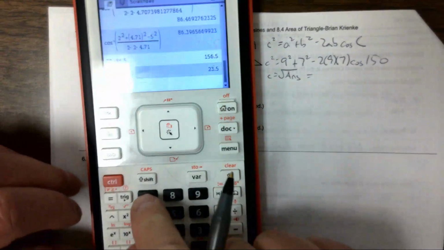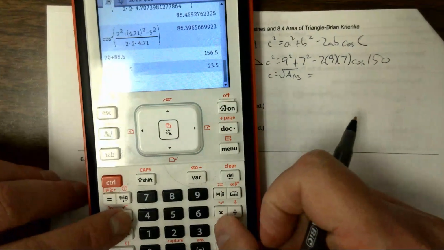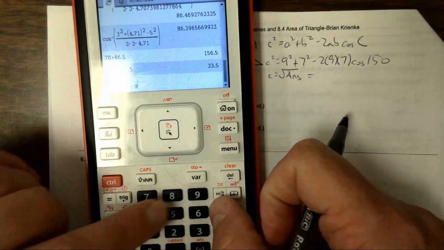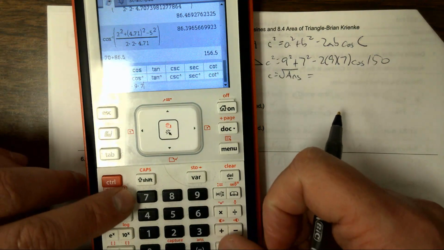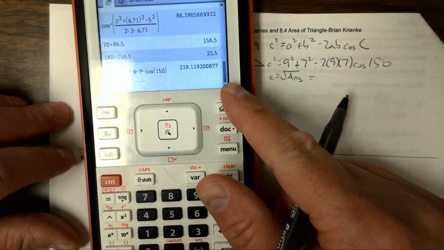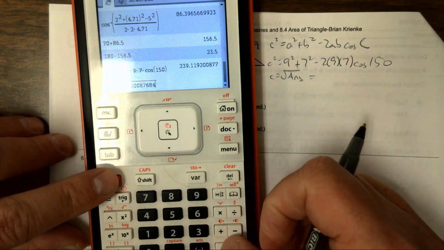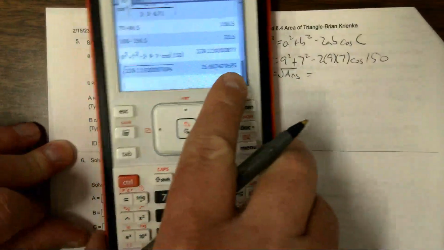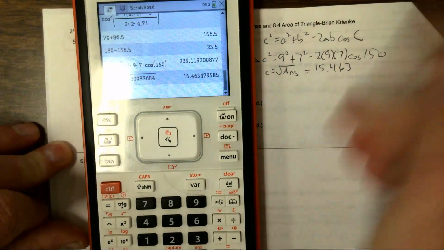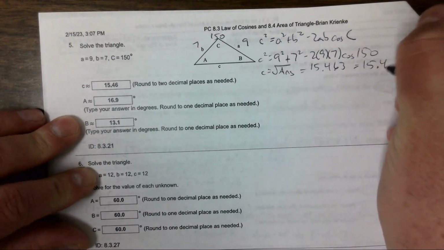So we need 9 squared plus 7 squared minus 2 times 9 times 7 cosine 150. And now the square root of that answer gives us 15.463. And so based on that, we get 15.46.